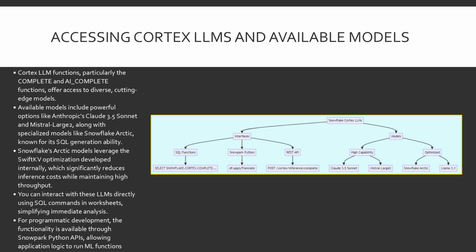You can easily interact with these models directly by executing simple SQL statements within any Snowflake worksheet, using functions like snowflake.cortex.translate to perform immediate analysis on your data. For building robust applications and complex data pipelines, developers use the Snowpark Python APIs. These APIs allow you to apply Cortex LLM functions across entire data frame columns efficiently, such as performing sentiment analysis on customer reviews at scale.